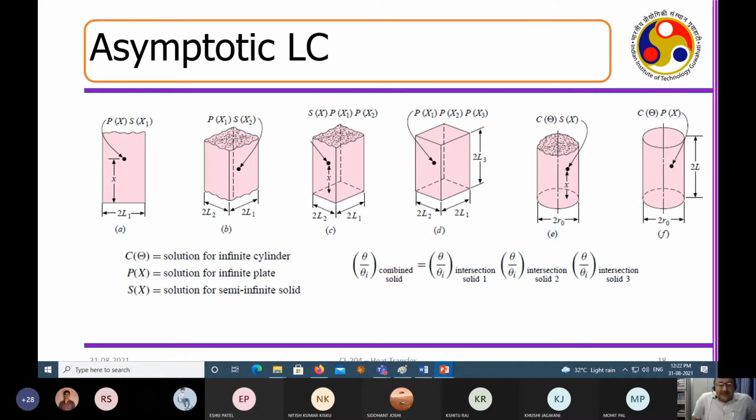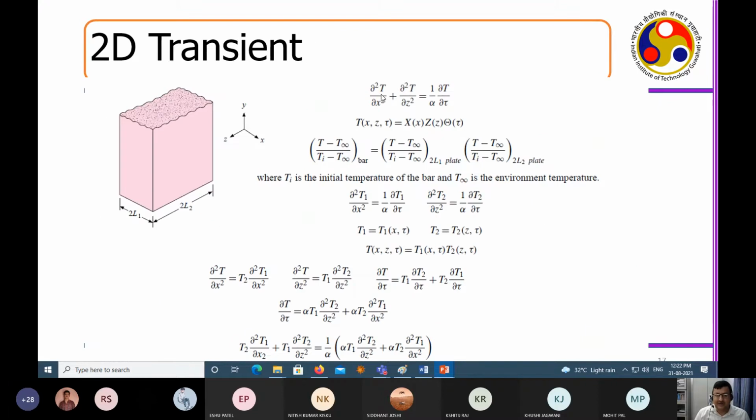Okay, so it's just giving you C theta as a solution for an infinite cylinder, Px as a solution for an infinite plate, Sx as a solution for a semi-infinite plate, and these solutions you can combine in order to get different types of solutions. It's just a statement; you can understand from here how exactly.